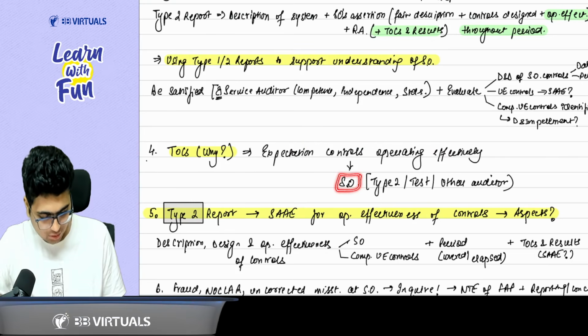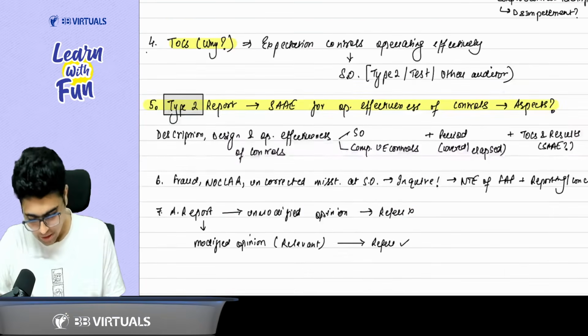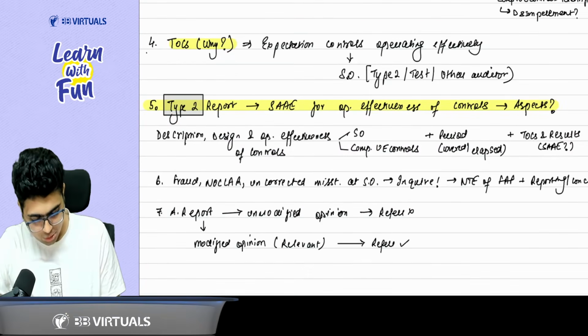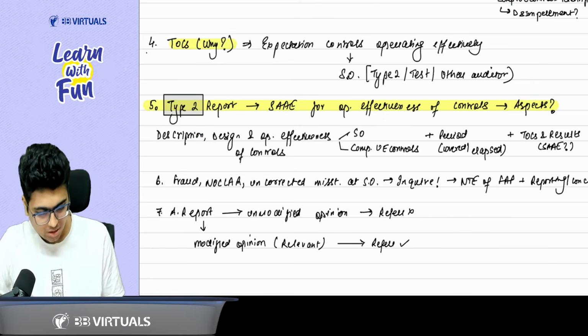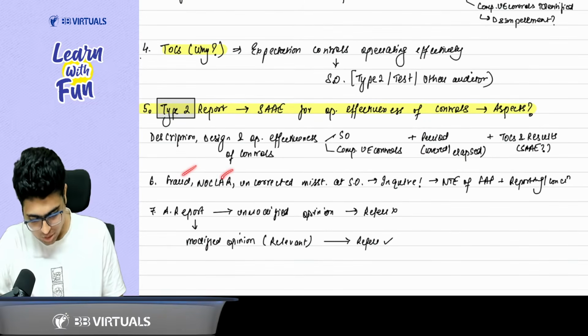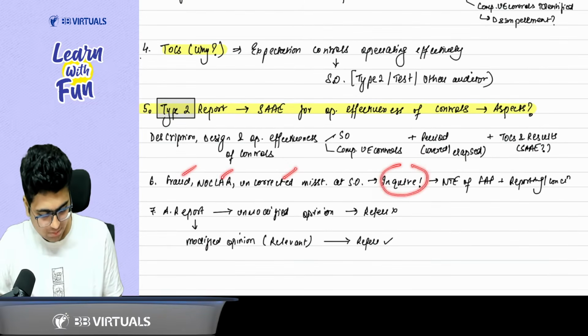So from the service organization, you can get a type 2 report, you can test on your own or you can ask the other auditor. Through the type 2 report, how do you get sufficient and appropriate evidence about the effectiveness of controls? What aspects to consider? First of all, description, design and operating effectiveness of controls at the SO and complementary user entity controls. Then see the period covered and time elapsed since the date of TOC and results, whether they give sufficient and appropriate evidence. Fraud, non-compliance, uncorrected misstatement, inquire about the same. Consider the impact on your further audit procedures, reporting and conclusion.